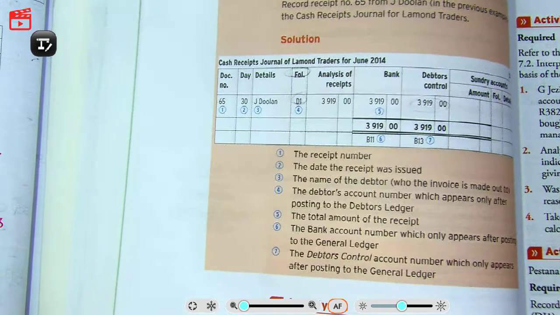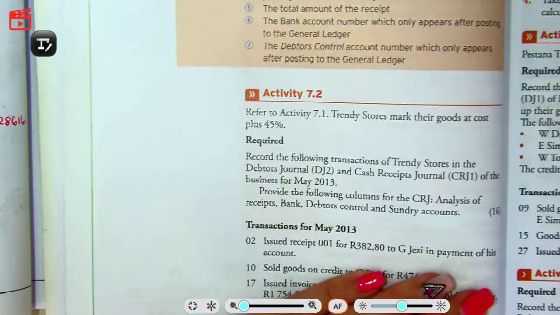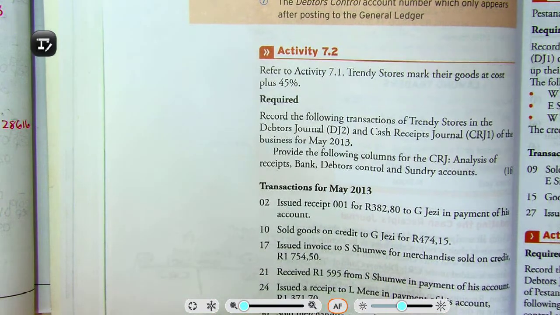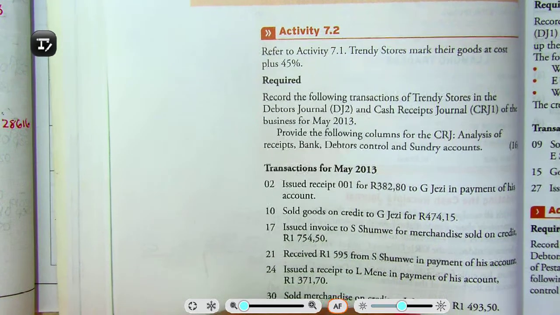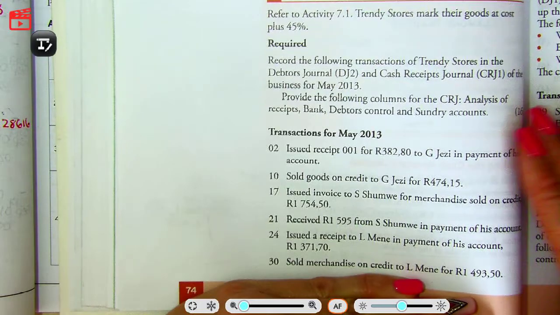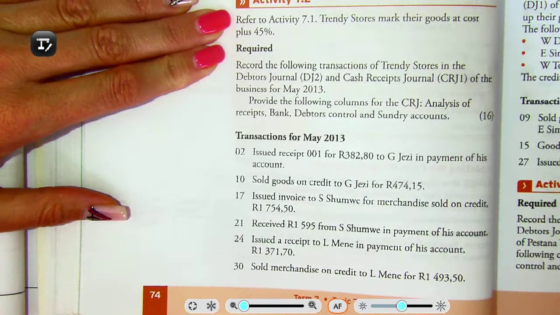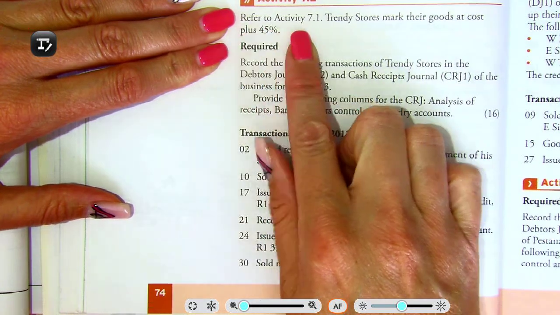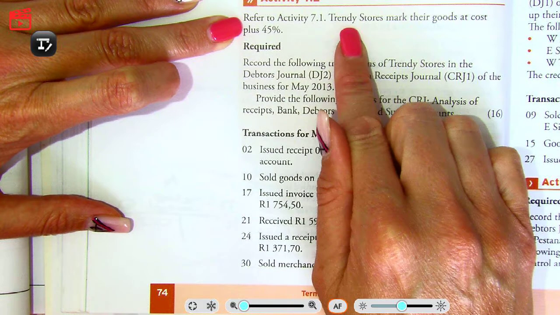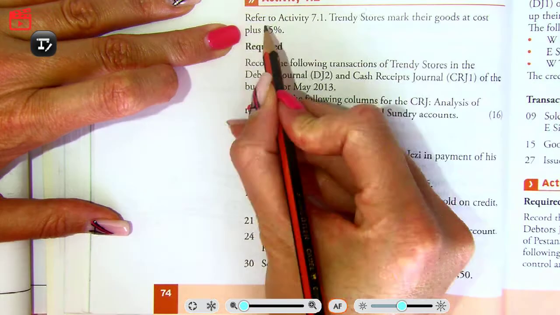Okay, so I want to start with activity 7.2 now. And I'll do this one with you, the entire activity. And then maybe one of the other ones I'll let you do by yourself and then just post the memo. I'll see how it goes. Okay, so it says there, activity 7.2 on page 74. Refer to activity 7.1, so that's the previous activity that we just did, Trendy Stores, which marks their goods at cost plus 45. So this was their markup.